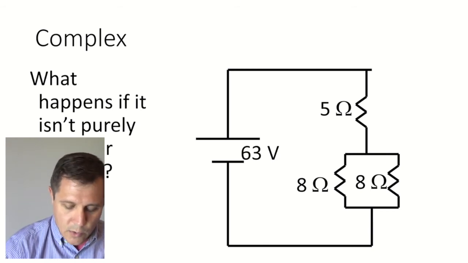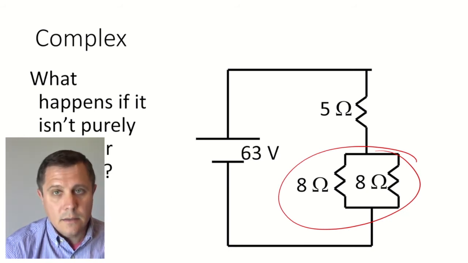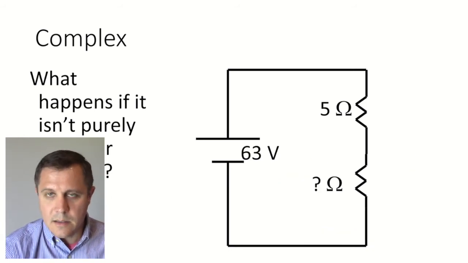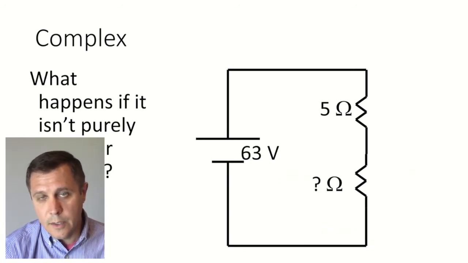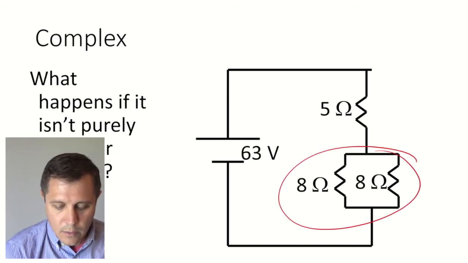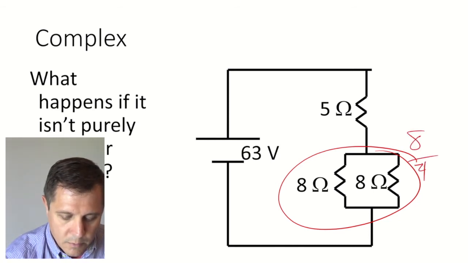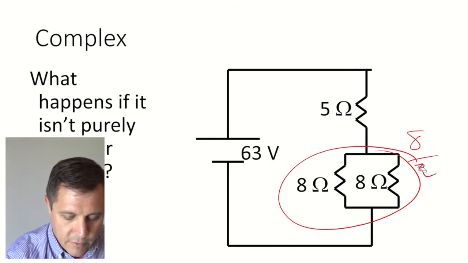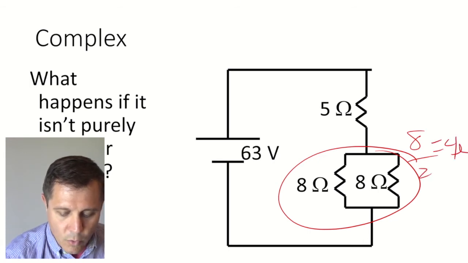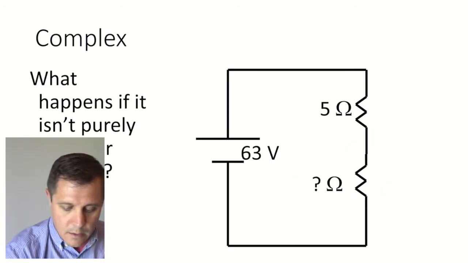What I want to do is take these two 8 ohm resistors and simplify them into something that has just one resistance. So I go back and I see an 8 and an 8. Well, 8 divided by 2 of them is going to give me a 4 ohm resistor. So here I really have a 4 ohm resistor.